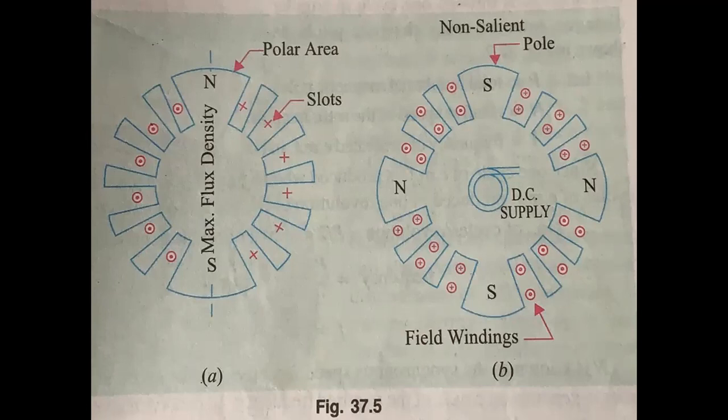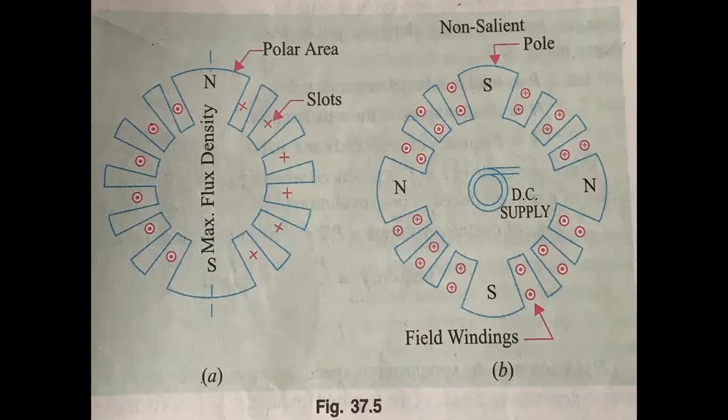These central polar areas have high flux densities, and the flux density decreases as it approaches the sides. So the poles are non-salient type here. They do not project out from the surface of the rotor. Non-salient means they do not project.